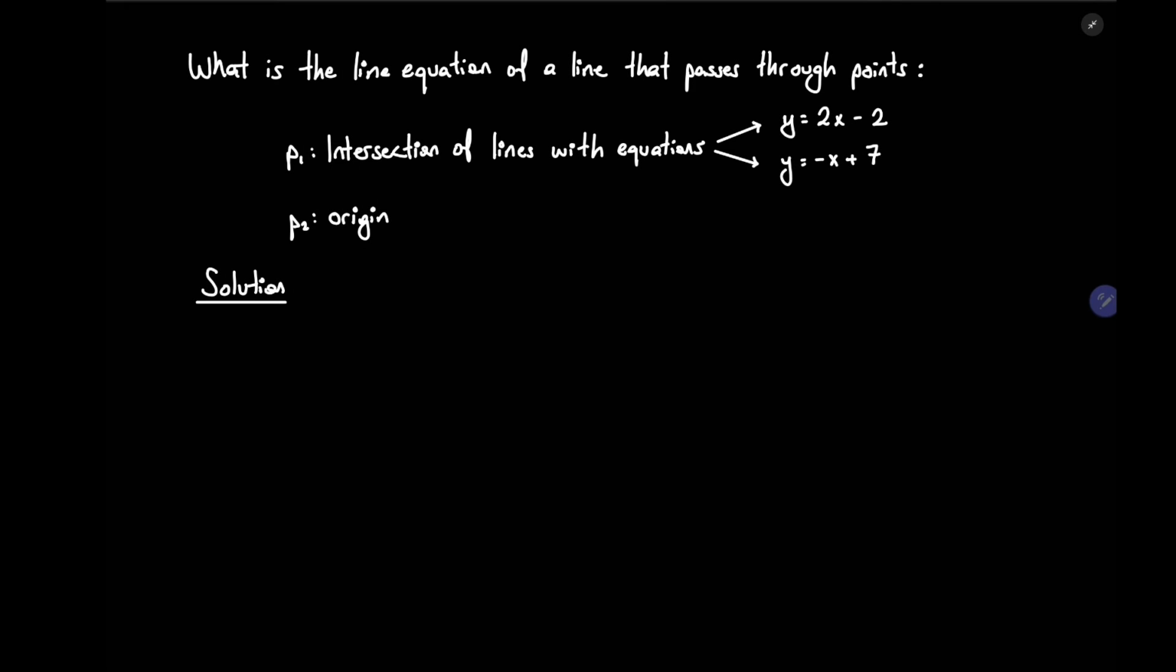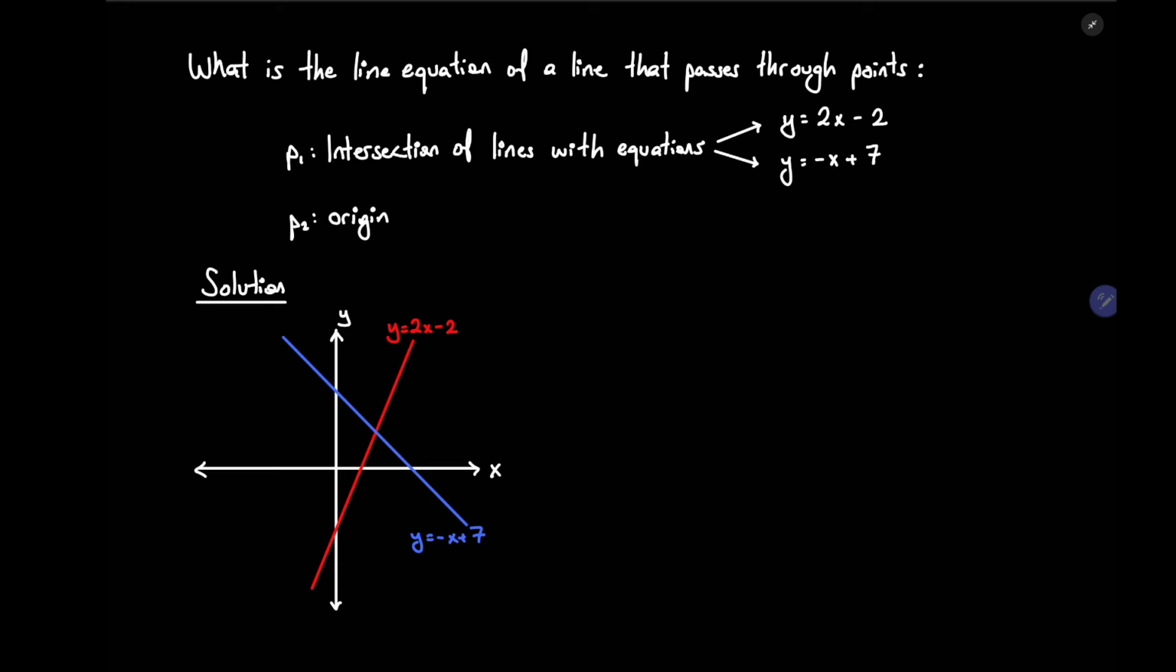Okay, this time let's move on to this question. This question says that what is the line equation of a line that passes through points P1, that's the intersection of lines with equations y equals to 2x minus 2 and y equals to minus x plus 7, and P2, which is origin.